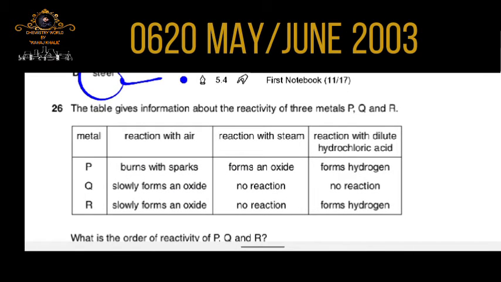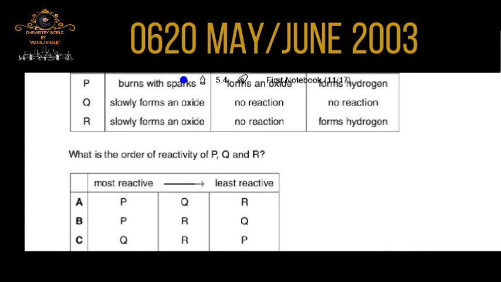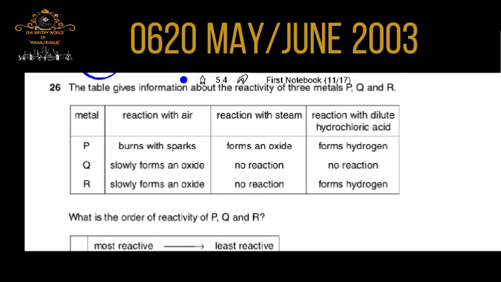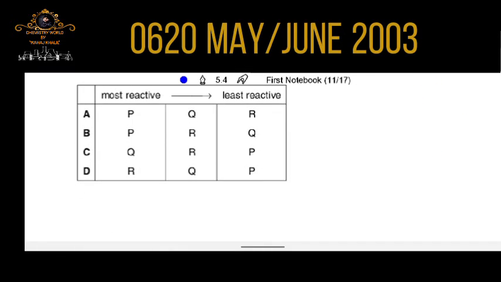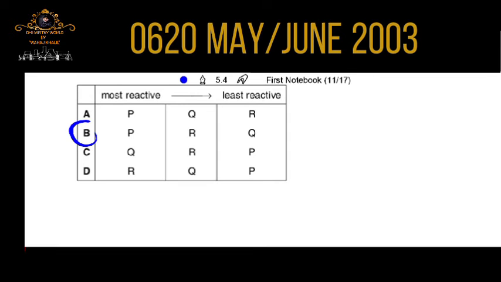The table gives information about the reactivity of 3 metals P, Q, R. Metal P burns with sparks, Q slowly forms an oxide, R reacts with steam to form an oxide, and one shows no reaction. What is the order of reactivity of P, Q and R from most reactive? The most reactive would be P, then R and then Q. P, R, Q. So option number B, P, R, Q.